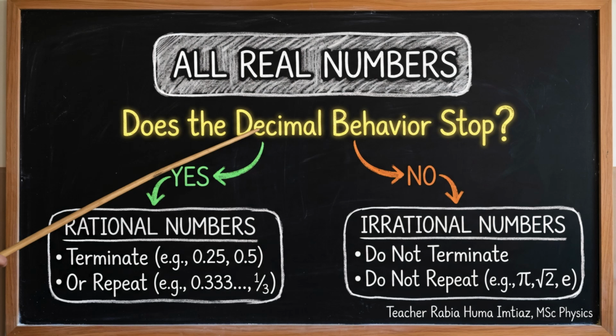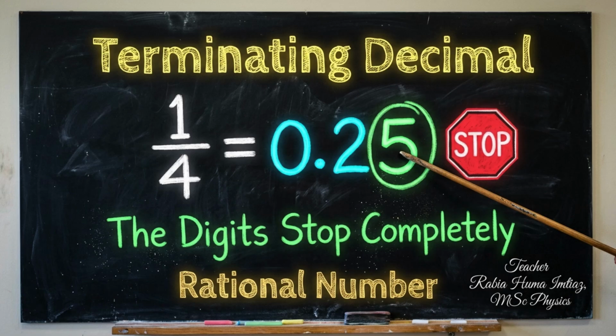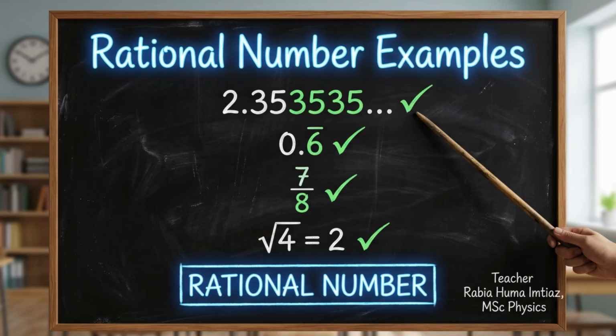If the answer is yes, we follow the green arrow down. This means the digits come to a complete halt right after the decimal point. Mathematically, we call this a terminating decimal. Because it stops perfectly, it immediately joins the rational number family.